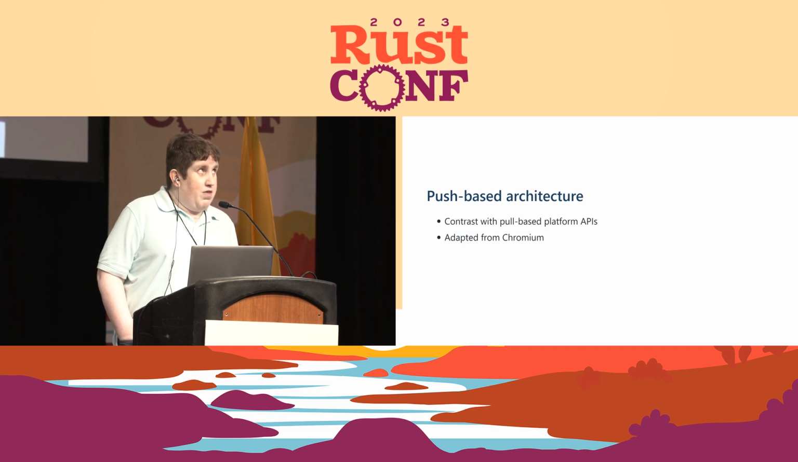But the architecture that AccessKit implements is adapted from what Chromium does internally for its accessibility. As you may know, Chromium has a multi-process architecture where you've got a main browser process and then one or more sandboxed renderer processes. And those processes communicate asynchronously. But the pull-based platform accessibility APIs that I was just talking about are synchronous.